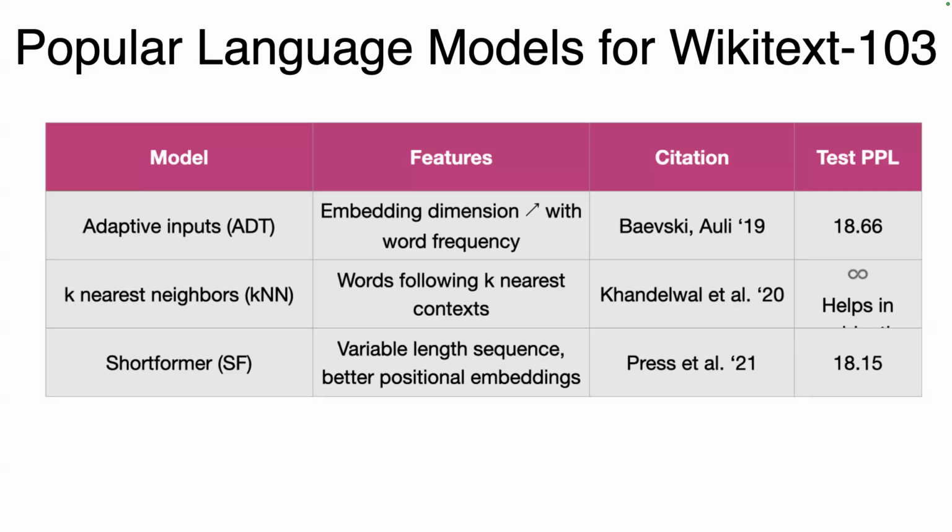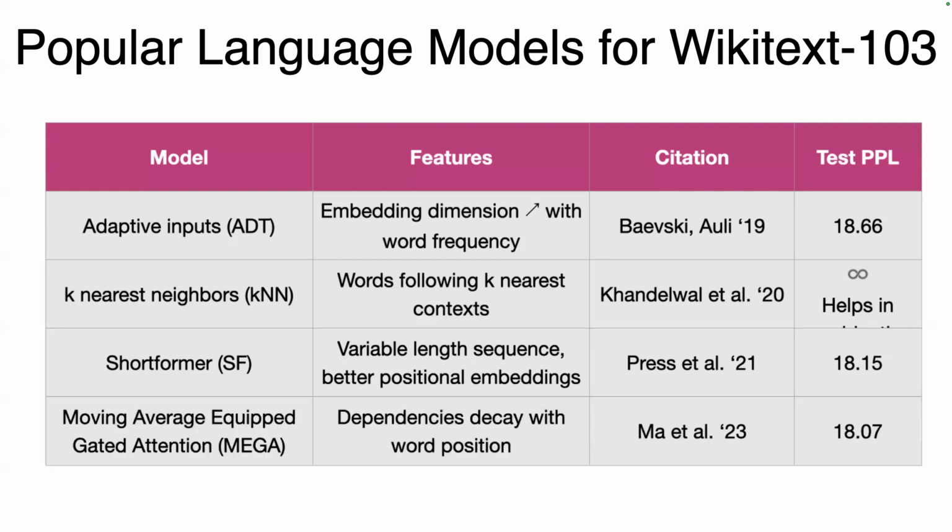And that helps in many other estimators. Then there's Shortformer, which modifies the transformer somewhat and reduced it to 18.15. And then moving average equipped gated attention, Mega, reduced it to 18.7. That's 2003. I think they call it moving average equipped, which doesn't make sense. It made more sense to call them just moving average gated attention, but I think they prefer this acronym to the other acronym.